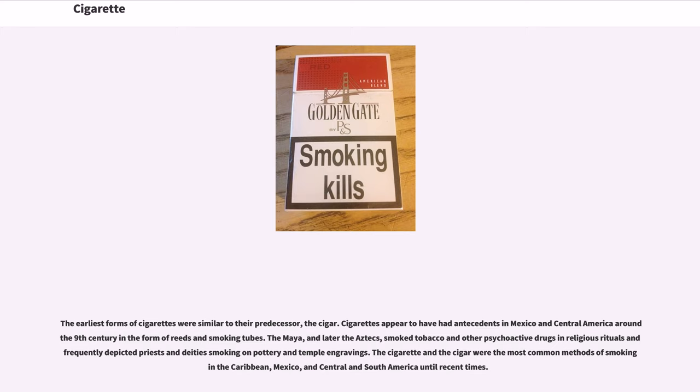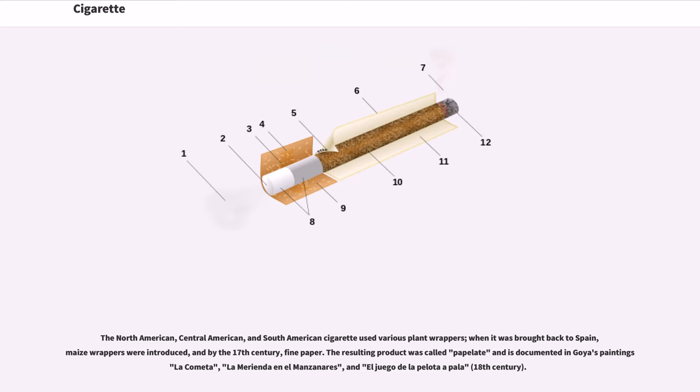The cigarette and the cigar were the most common methods of smoking in the Caribbean, Mexico, and Central and South America until recent times. The North American, Central American, and South American cigarette used various plant wrappers. When it was brought back to Spain, maize wrappers were introduced, and by the 17th century, fine paper. The resulting product was called papelite and is documented in Goya's paintings La Cometa, La Merienda and El Manzanares, and El Juego de la Pelota Pala.